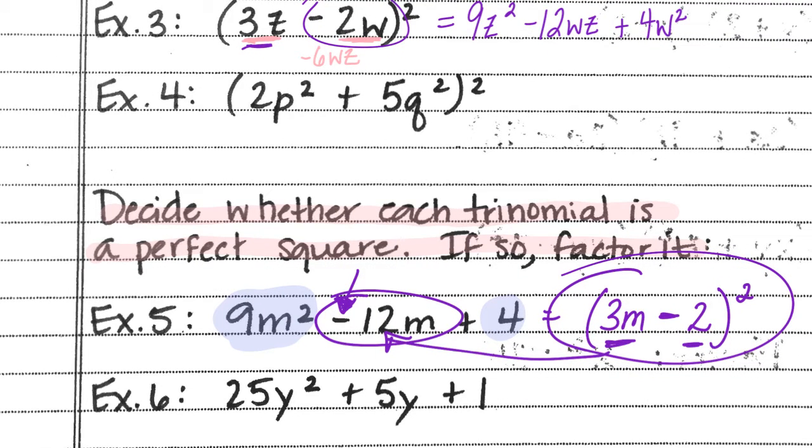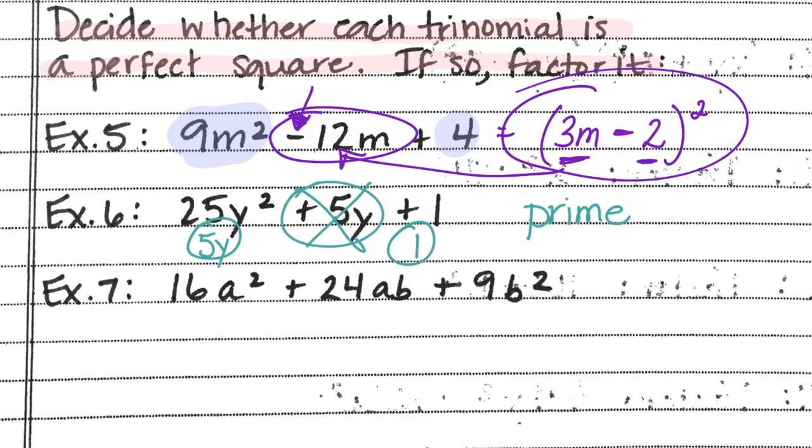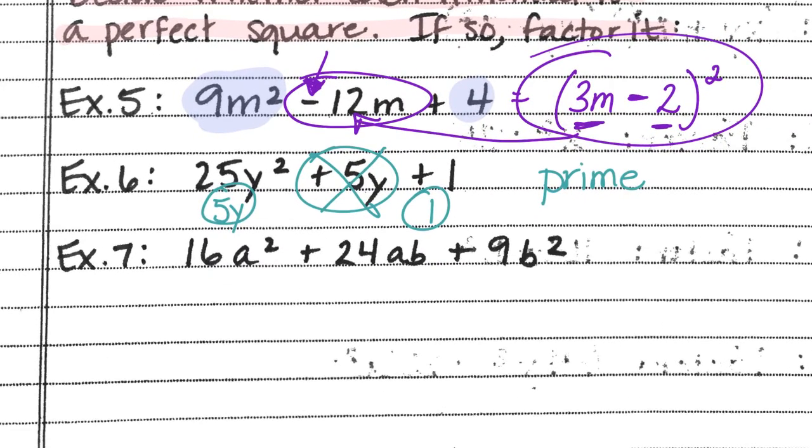25y squared. Well, the perfect square is 5y. 1 squared is 1. When I multiply these two, 5y times 1 is 5y, and double it, do I get 5y? No, I get 10y. We're going to call the ones that don't work, we're going to call them primes. So get used to the word prime. All right, let's check this one.